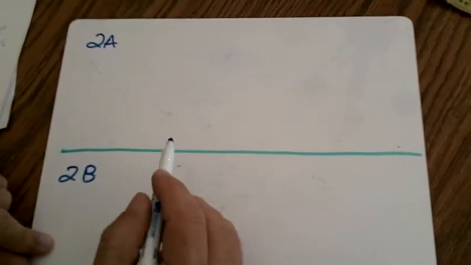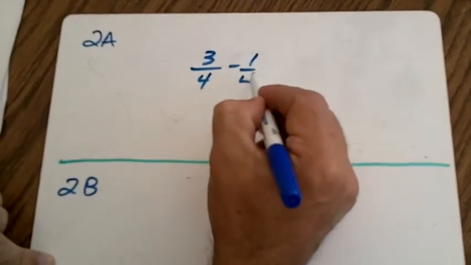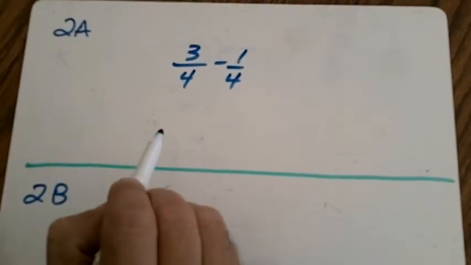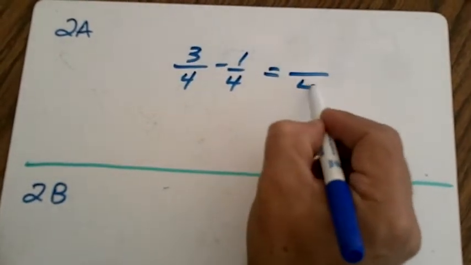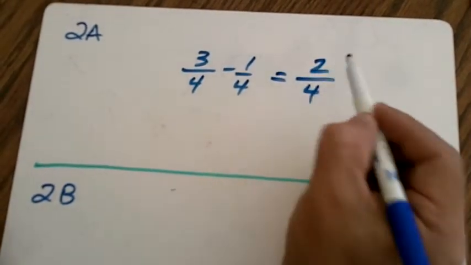Okay, here's your second problem. You're going to write this one down as well, and I'm going to show you how to do it. So this time, same deal. We have a denominator that's the same, so we're going to keep it. And then we do whatever the math is on the top, which is 3 minus 1, which is 2/4.